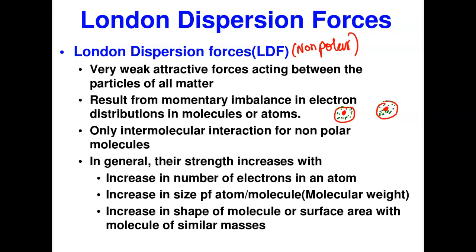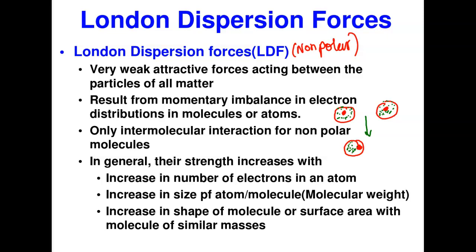Now, this results when there is a momentary shift in these electrons. Assuming there's a momentary shift, some of these electrons begin to shift to one side. And remember, the nucleus is positively charged. So if the nucleus comes closer to this side, we see the electrons shifting, let's say, towards this side, concentrating mainly on this side.